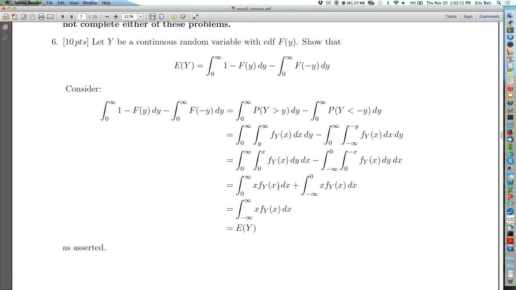the first half going from 0 to infinity, the second half going from minus infinity to 0. Add the two pieces together, you get the integral from minus infinity to infinity of x times f sub y of x, which of course is just the definition of the expected value of y. Any questions on that one?